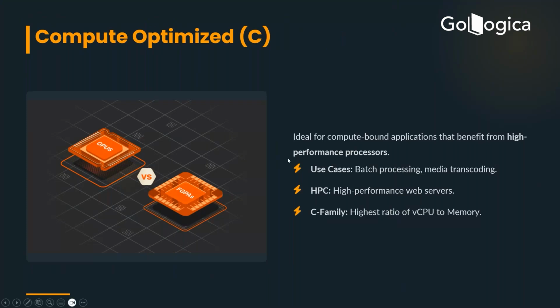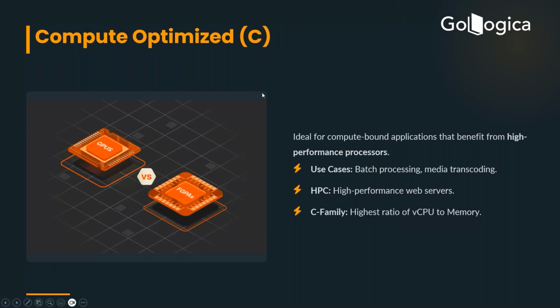Here the use cases are batch processing, where you need a lot of compute resource, media transcoding, and HPC, high performance compute, where you need very good performance and low latency. For your web servers, you can also use compute optimized instance types. For that you have the C family, which has the highest ratio of virtual CPUs to memory. So the CPU will be more for compute optimized than memory.